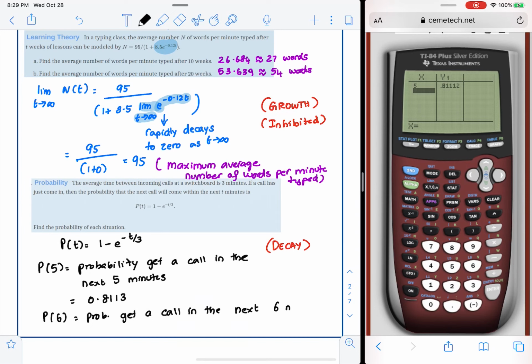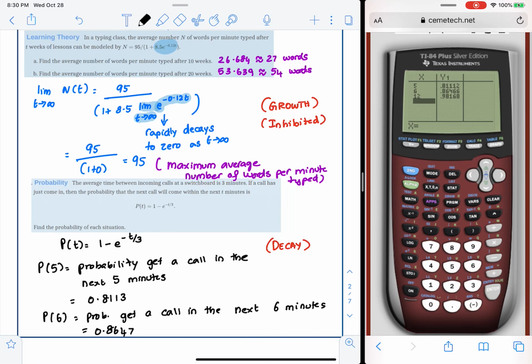Now you have to think about this logically, even before we use calculus. The average time between calls is 3 minutes, and I'd like to know what are the chances that I would get a call in the next 6 minutes. In other words, there are 2 3-minute intervals, and we know on average we get a call every 3 minutes. So when I plug in 6, the probability has to go up. So it goes up to 0.8647. And if I waited 12 minutes, the chances of me getting a call would significantly increase.